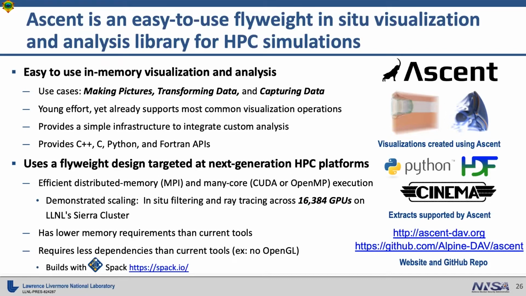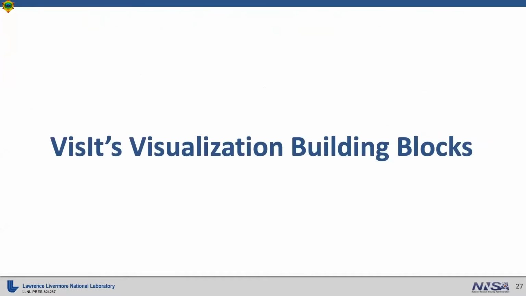I think that'll make a little more sense then, but just to provide a little bit of context, it's also C, C++, Python, and Fortran. The big takeaway here is it's built from the ground up to do distributed memory and many-core well. Several years ago, we were able to demonstrate some clipping, isosurfacing, and ray tracing across over 16,000 GPUs on Livermore's Sierra system. It's a little bit simpler, so it doesn't have the long tail of features of something like VisIt, but it also has lower memory requirements and fewer dependencies. For that, we're focusing on Spack for building it. So that's the project introduction.